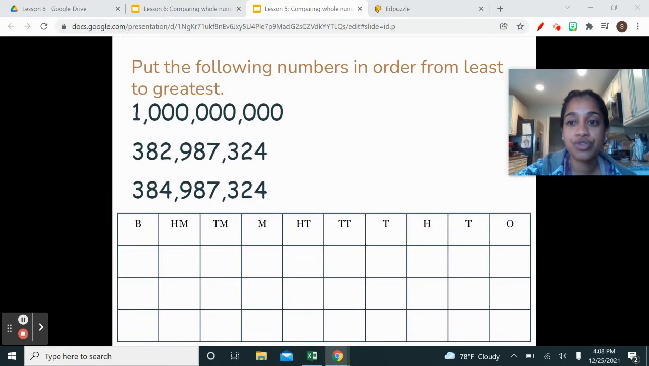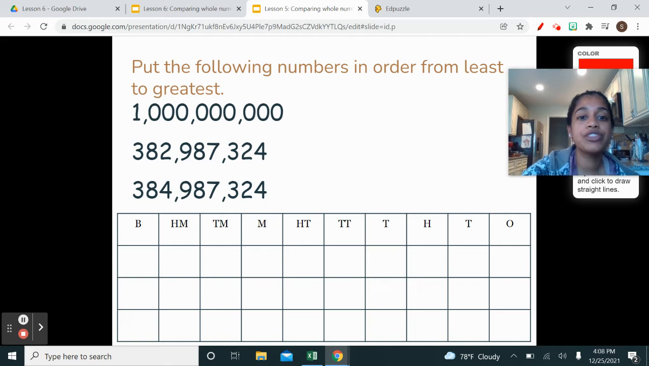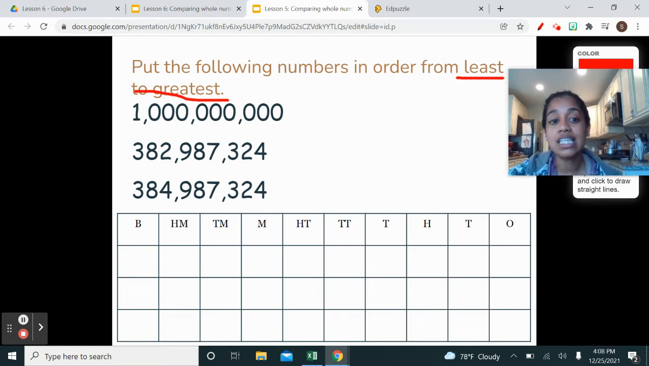Our directions for today say, put the following numbers in order from least, smallest, to greatest. I went ahead and put the frame in already because that helps us. In our frame, we have billions, 100 millions, 10 millions, millions, 100,000s, 10,000s, thousands, hundreds, tens, and ones. So we have a lot of place values that we're working with today.